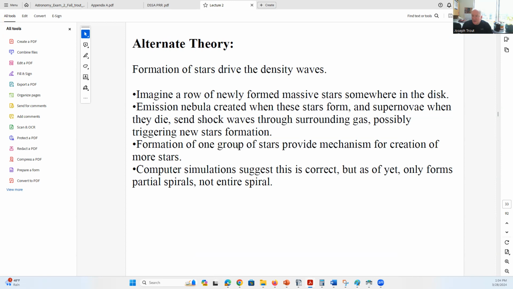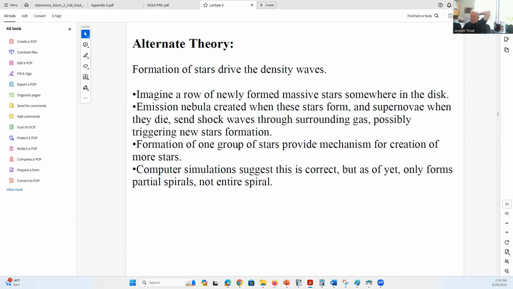So there's an alternate theory that the formation of stars drives the density waves. In this case, you can imagine a row of newly formed massive stars somewhere in the disk. And the emission nebula created when these stars form, and the supernova when they die, sends shock waves through the surrounding gas. And this possibly triggers new star formation. The formation of one group of stars provides a mechanism for the creation of more stars.